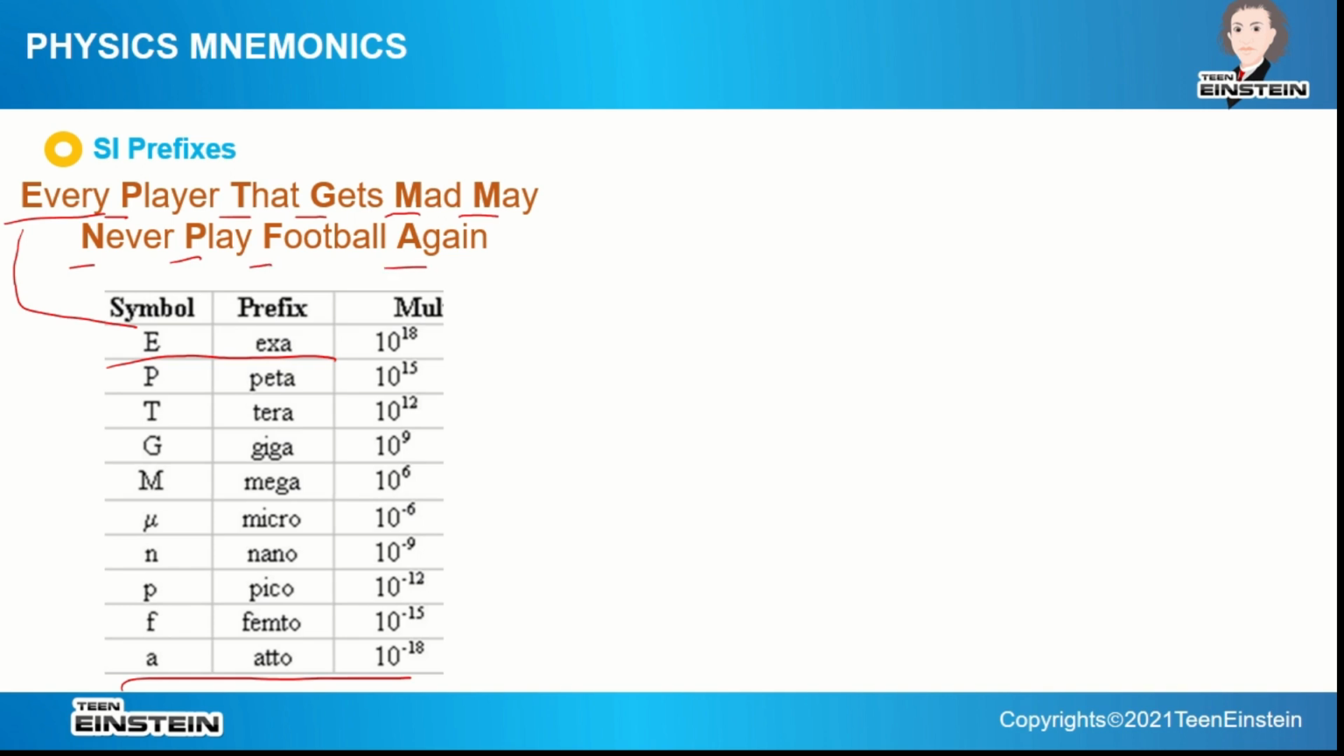So you know the multiplicity order also. Exa is 10 power 18 and atto is 10 power minus 18. With this statement, every player that gets mad may never play football again, you can easily remember it. If you remember the statement, you will know the first letter stands for the prefix of the SI units.